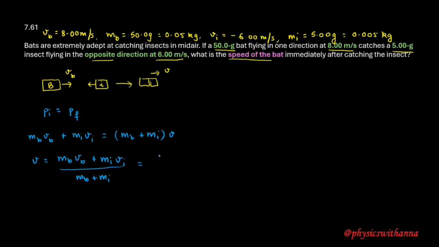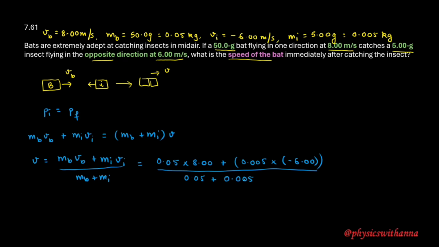Now let's substitute. Mass of the bat is 0.05, velocity of bat is 8, plus mass of insect is 0.005. Its velocity is negative, so negative 6, over mass of the bat again, which is 0.05, plus mass of the insect. And when you solve this, you get the speed of the bat after catching the insect to be equal to 6.727 meters per second, or you can round this off to 6.73 meters per second.